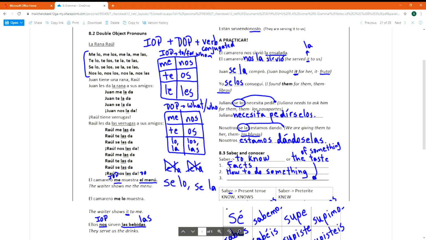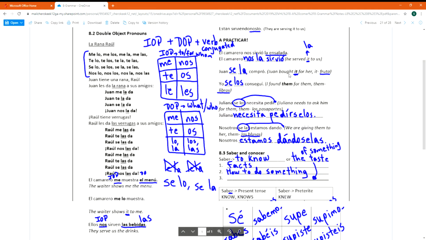Right? More practice. "El camarero nos sirvió la ensalada." So, to simplify that, "el camarero nos la sirvió." It right here still refers to la ensalada, right? And so that's saying he served it to us.